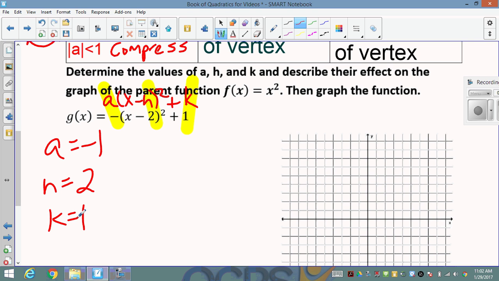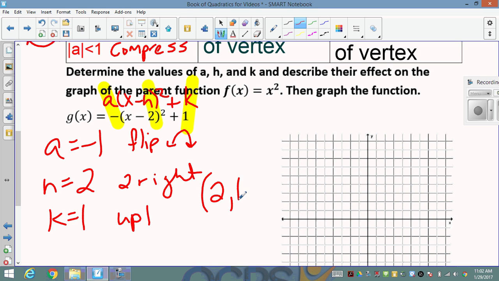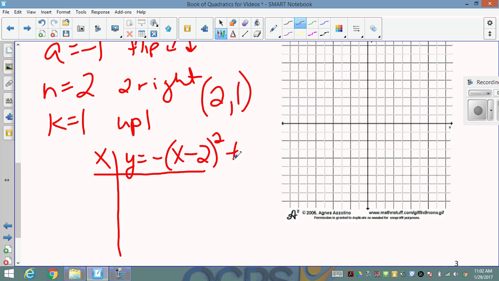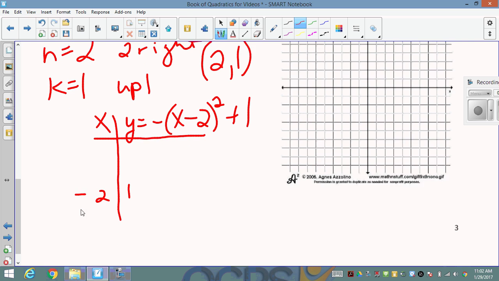Now remember, what the a is going to do is flip it or reflect it. So that means it's going to open down. The h is going to move us 2 to the right, and the k is going to move us up 1. The h, k also gives us our vertex, h comma k. To graph, we're going to do a table of values, and we're going to put the 2 comma 1 right in the middle because that's our vertex.